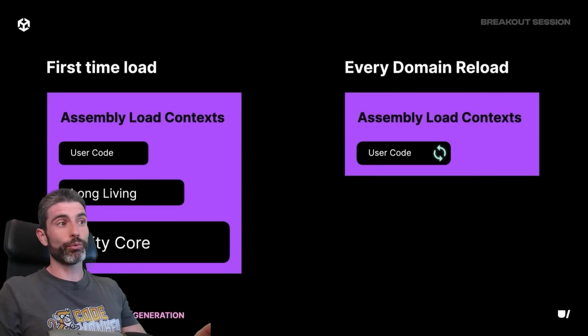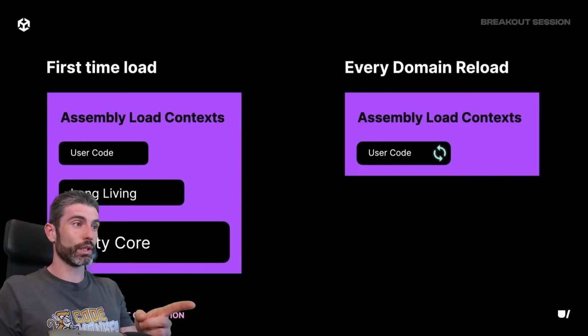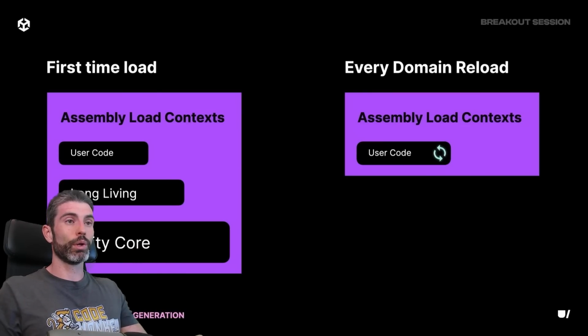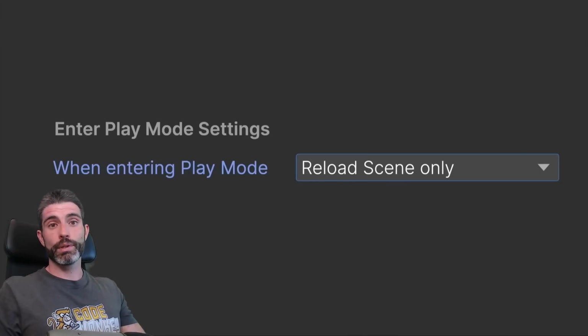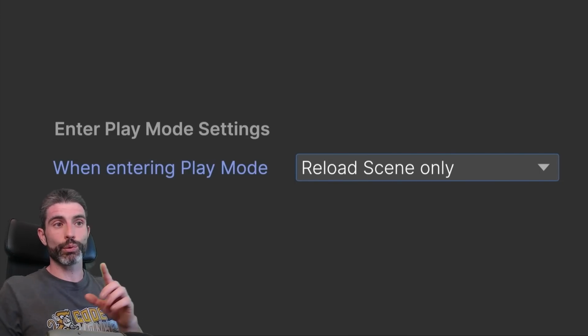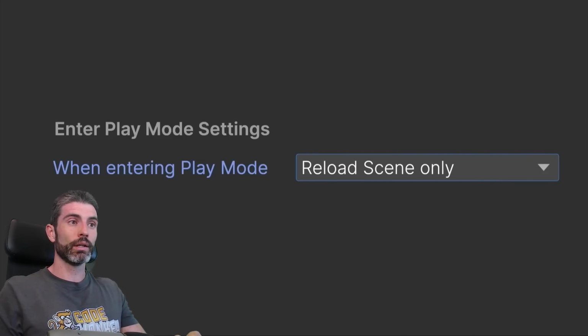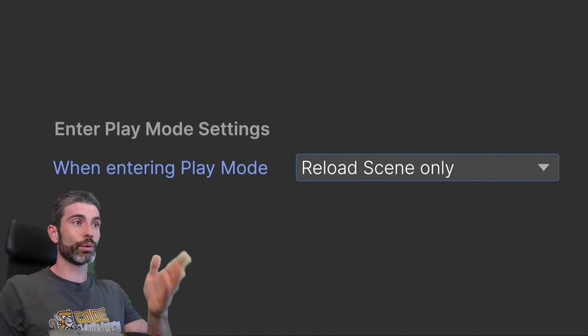This is one big improvement that will make domain reload that much faster. Essentially, it will no longer need to recompile things that never change, things like the Unity core, the long-living code, and so on. When you make some tiny code change, it will only recompile a tiny portion of your code. Now, I believe this speedup has some important caveats with regards to statics not resetting automatically, but if you want to prepare for that, you can already go into the enter play mode settings and set it to reload scene only.